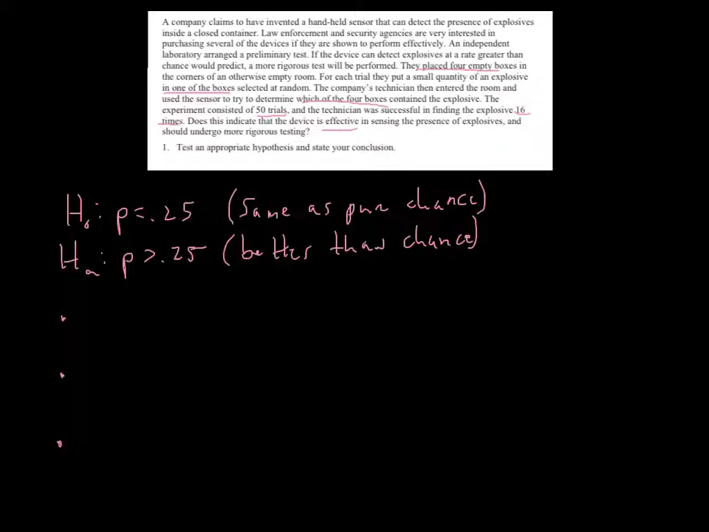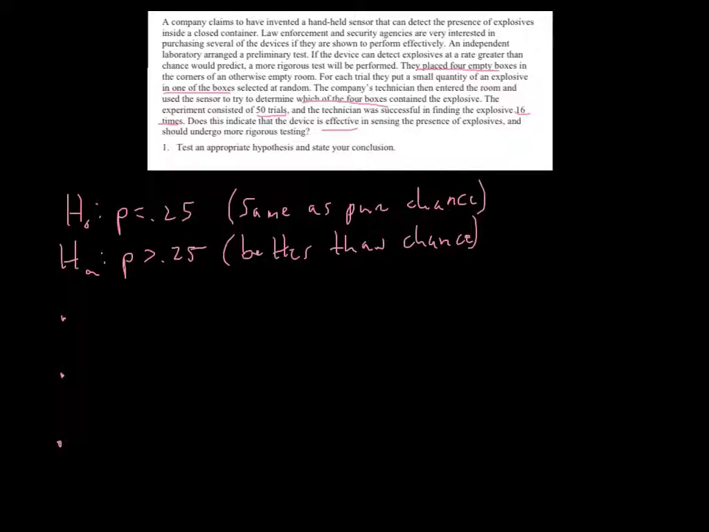As you see, I've highlighted some of the more important items, and I've gone ahead and taken the liberty of setting up our null and alternative hypothesis. So first, the big thing is they have 4 empty boxes in a room, and only one of the boxes has an explosive at random. And they're going to do this 50 times.